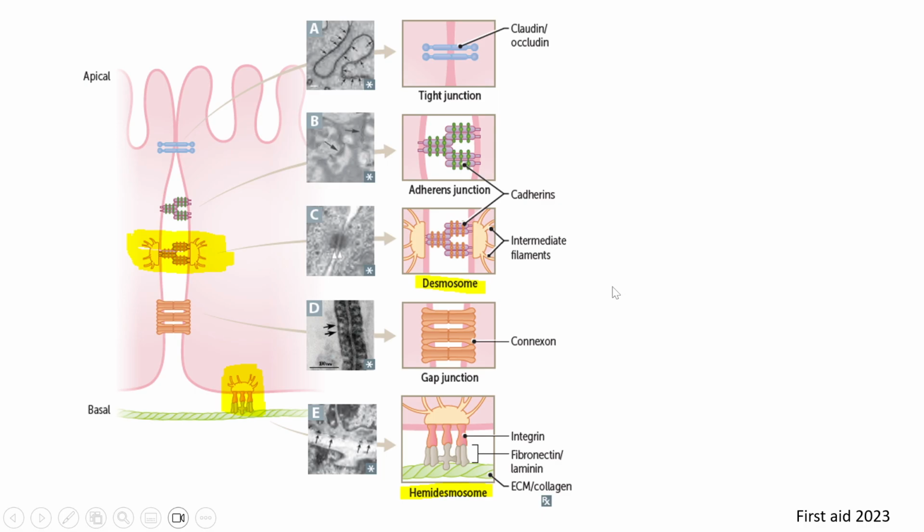Then here I just highlight the desmosome between the keratinocytes and the hemidesmosome. The reason I highlight these two structures is that in pemphigus vulgaris, we have the antibody to attack the desmosome. And in pemphigoid, bullous pemphigoid, we have the antibody to attack the hemidesmosome. So I think in the test, they will usually ask you this.